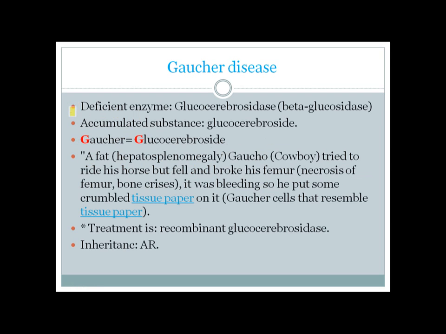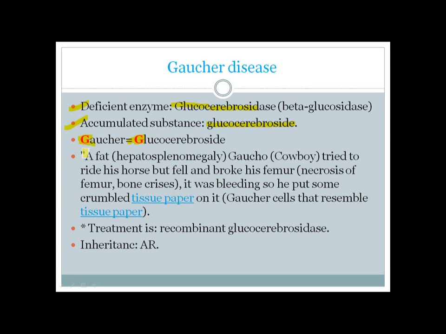So Gaucher cells are found on liver biopsy, which are actually lipid-laden macrophages that resemble crumpled tissue paper. So the deficient enzyme in Gaucher disease is glucocerebrosidase, and accumulated substance is glucocerebroside. You can see the resemblance between the first letters. So in case of Gaucher disease, you have an accumulation of glucocerebroside.